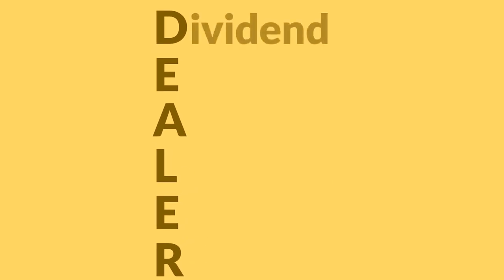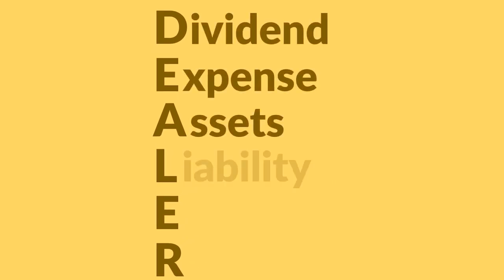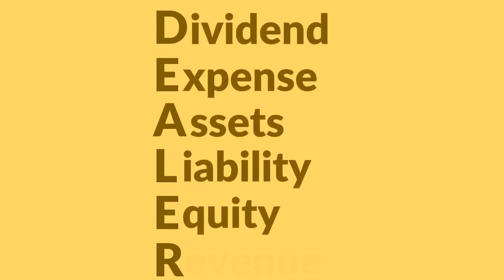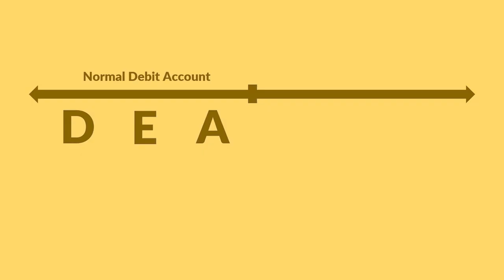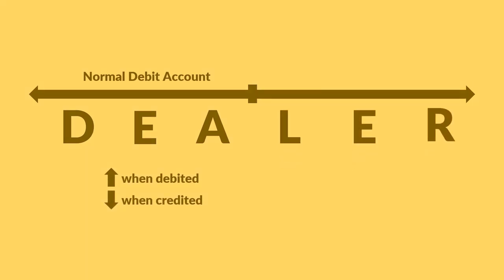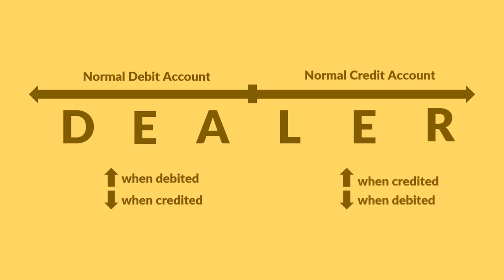But first, let's do a quick revision of DEALER. DEALER is an acronym for dividends, expense, assets, liability, equity, and revenue. The first 3 letters represent a normal debit account. It's increased when debited and decreased when credited. Whereas the last 3 letters represent a normal credit account. It's increased when credited and decreased when debited.